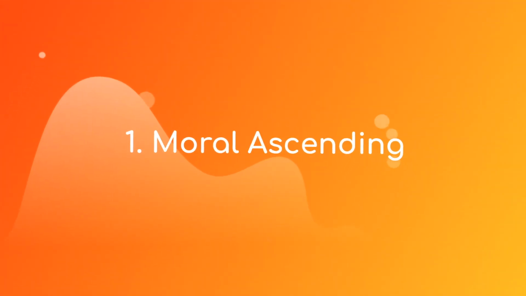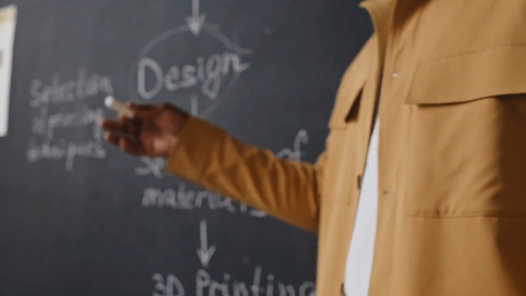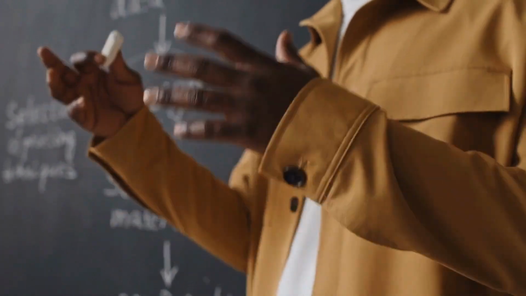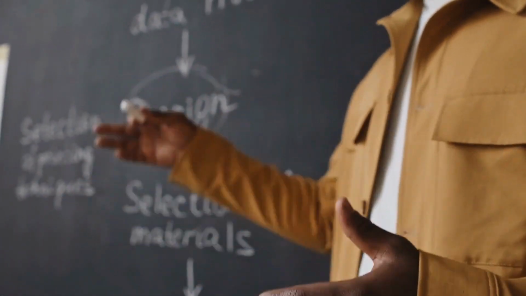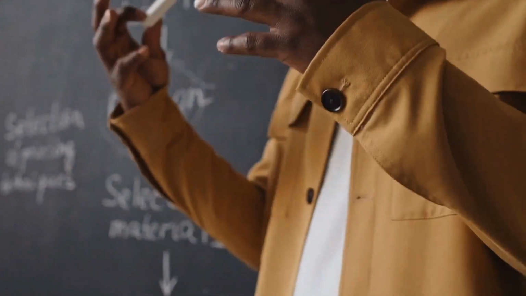Number 1. Moral ascending. A protagonist's character arc is essentially the story's theme or moral. In a moral ascending arc, it is the life lesson you are trying to teach the audience. To achieve this arc, you must consider 4 points.